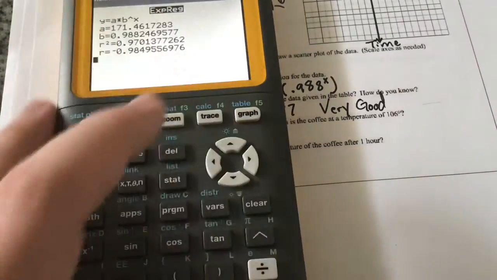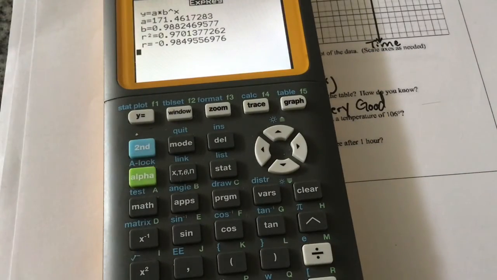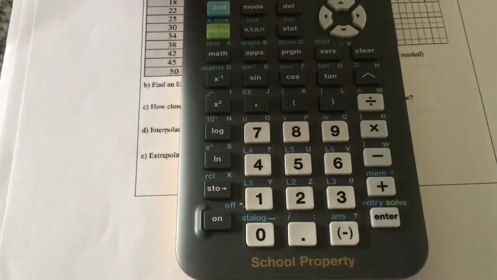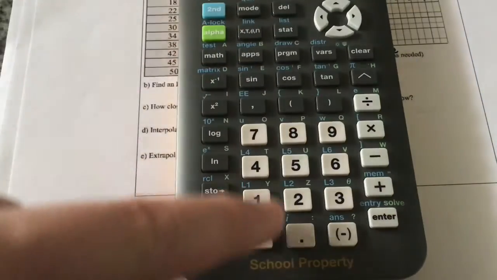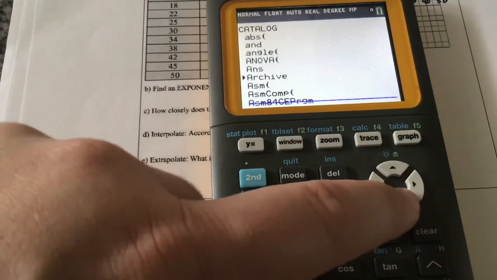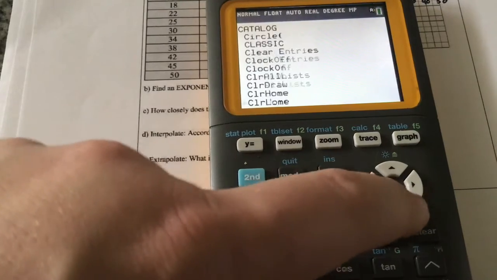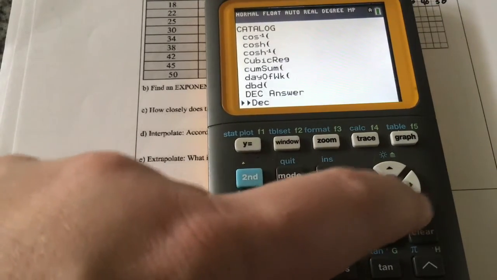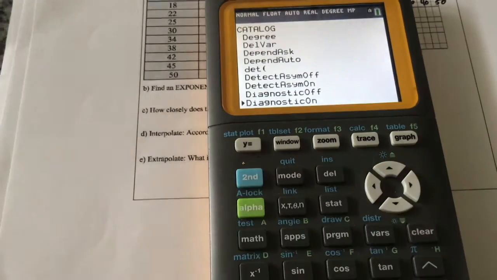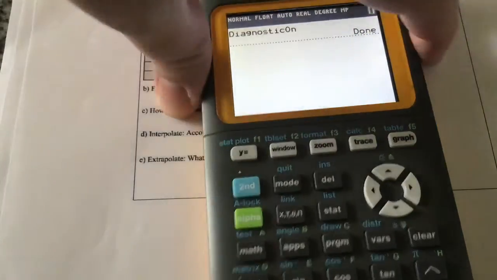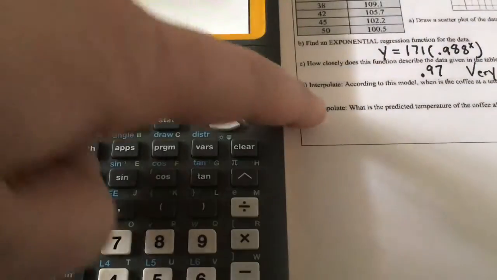If you do not have r squared on your calculator, just FYI, the way to get there is to hit second 0 to go to the catalog, and once you're in the catalog, you can just scroll all the way down, and it may take a little while, until you get to something called diagnostic on. You hit enter on that twice, and that will get your r squared values turned on if they're not already there on your calculator. Okay, so moving along.